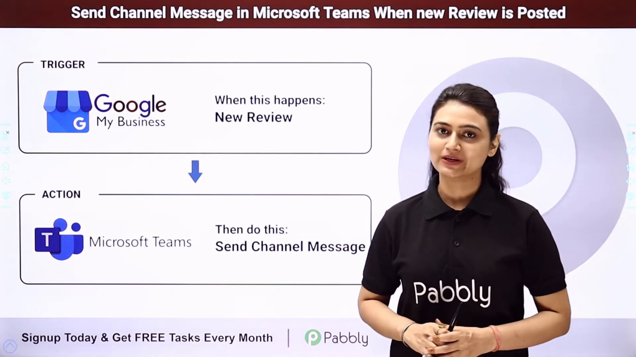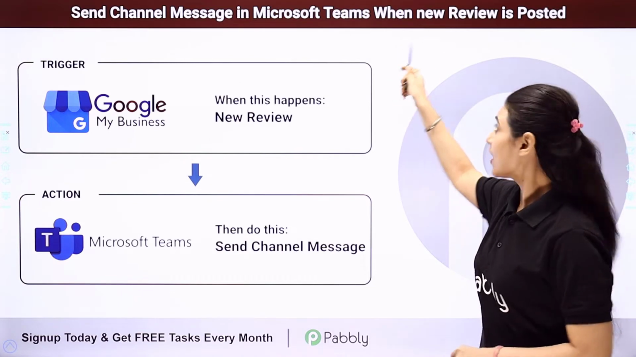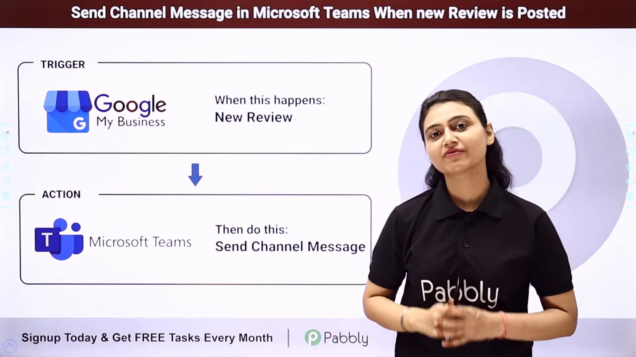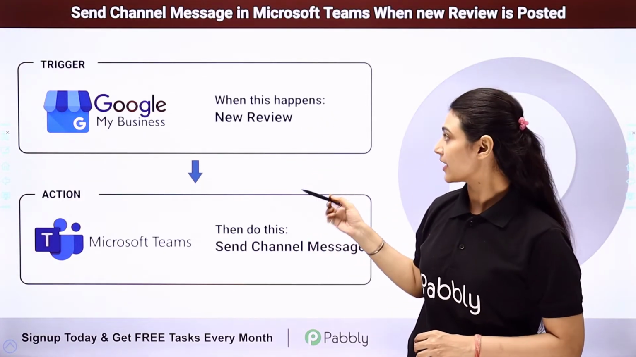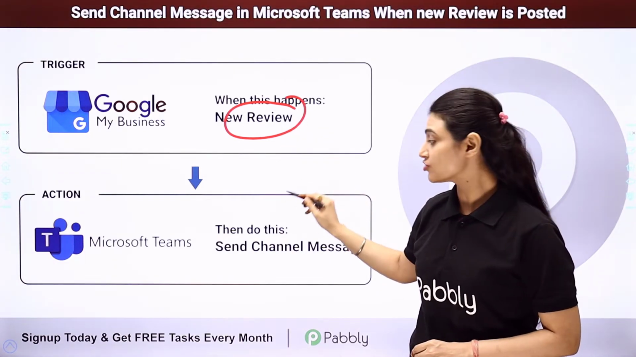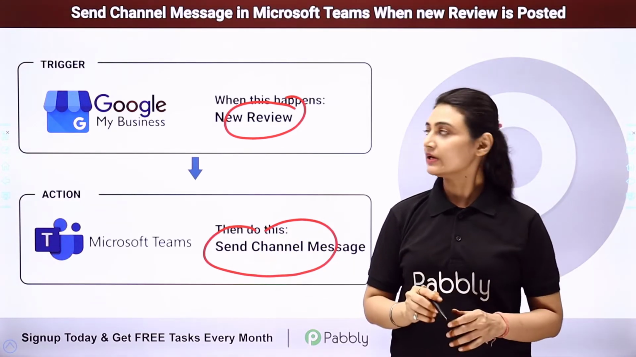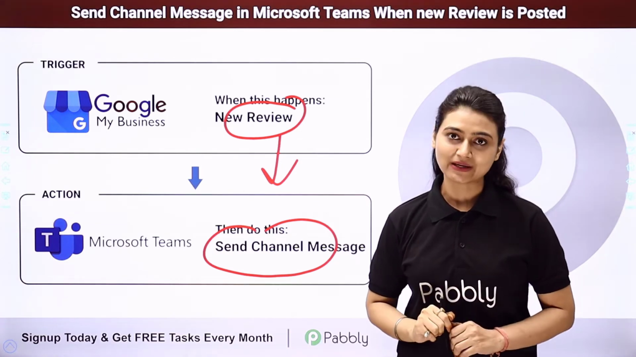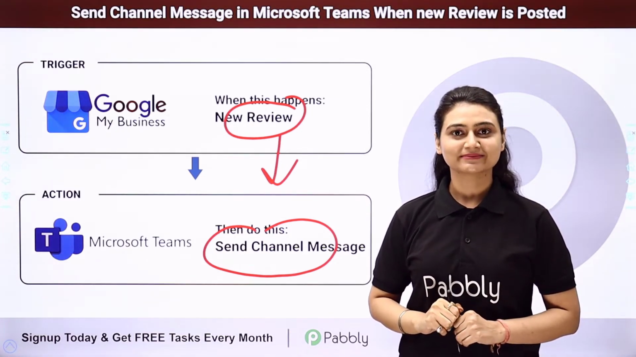In this video, we will learn how you can automatically send a channel message in Microsoft Teams when a new review is posted on Google My Business. So let's say you have registered your business on Google My Business and you want every time a new review is posted on Google My Business, a channel message regarding the same should be sent on Microsoft Teams. So we will integrate Google My Business with Microsoft Teams using Pabbly Connect. Now let us come to my screen to see how we do it.